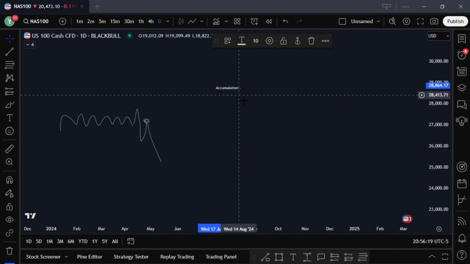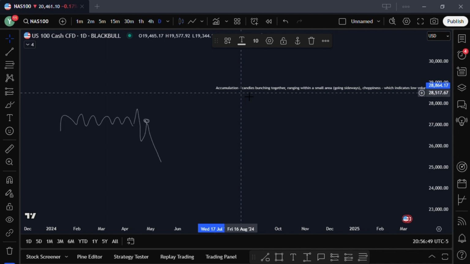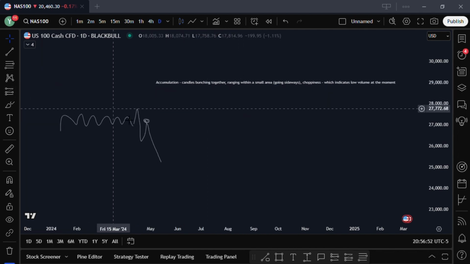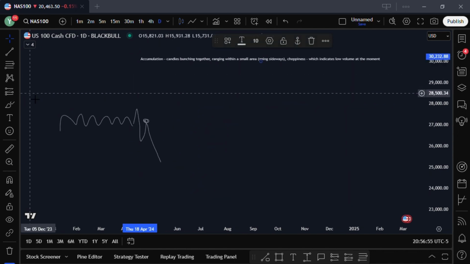So accumulation, that's going to be candles bunching together. They're ranging within a small area. We could say just going sideways. Choppiness, which indicates low volume at the moment. Let's pull that over here. So that is accumulation, right?